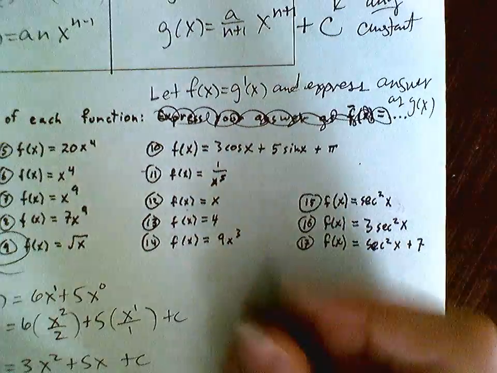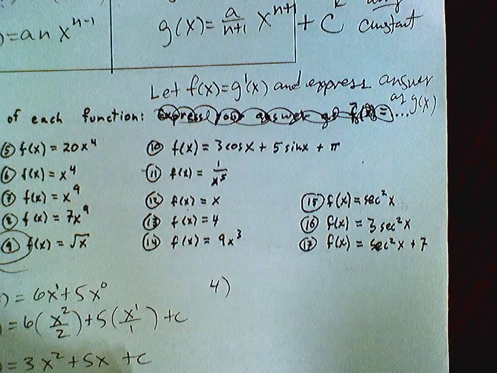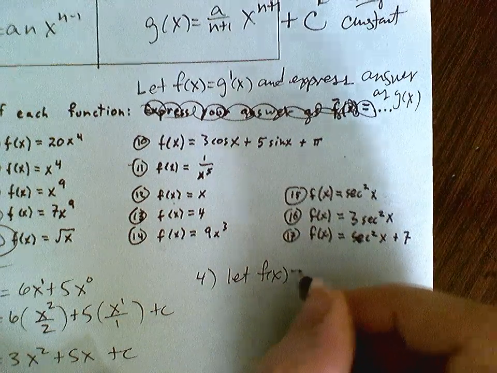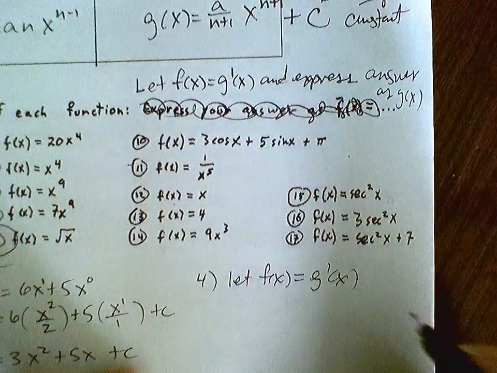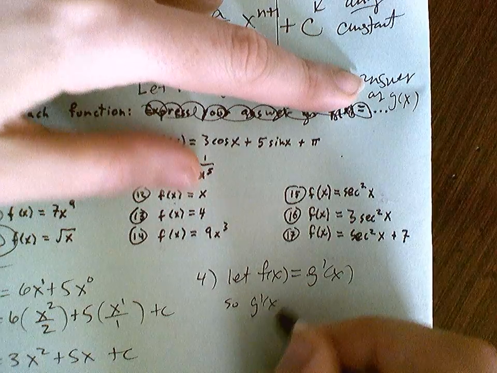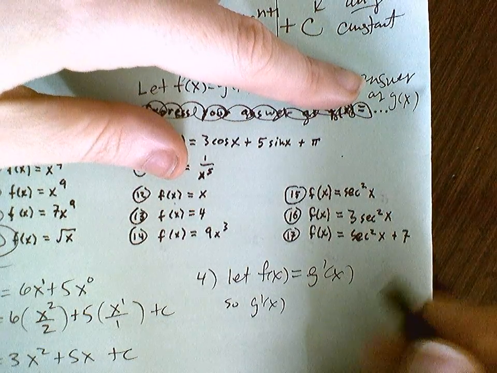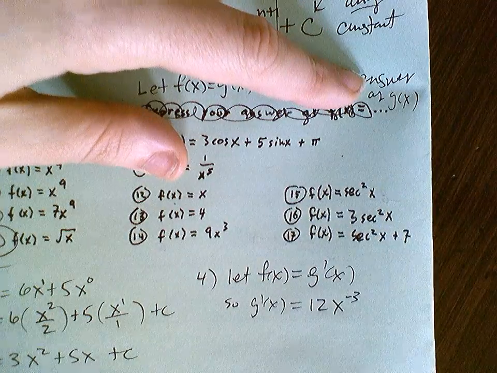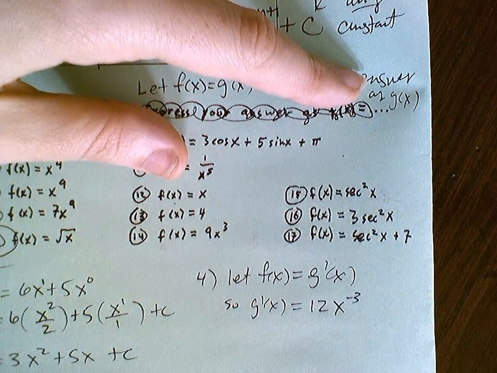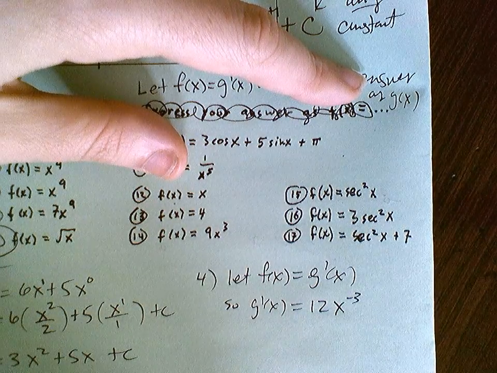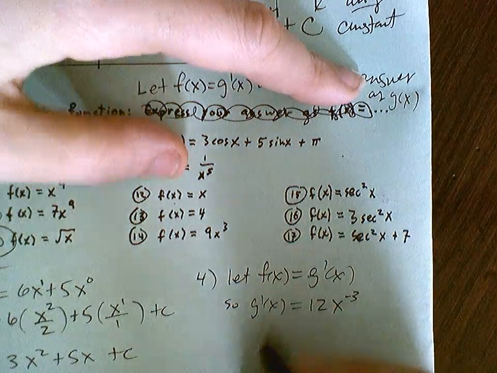Now we're going to skip to number 4. I'm going to let f of x equal g prime of x. So g prime of x, I'm going to use the power rule, guys. Just like the derivative power rule, you need to write everything as ax to the n. So I took that denominator and I changed the exponent to a negative and moved it up top.